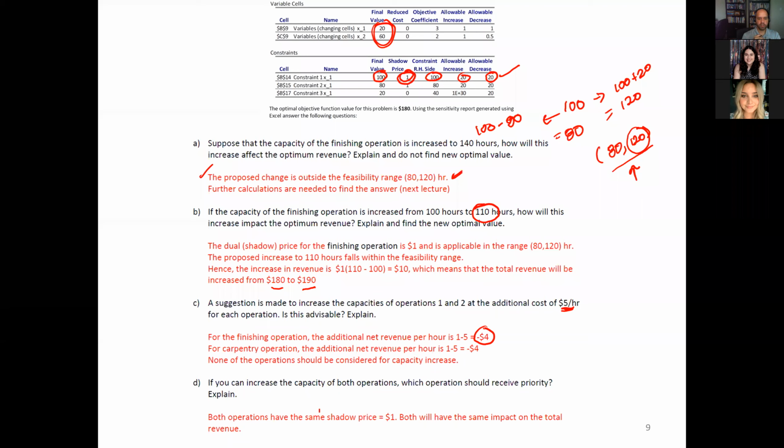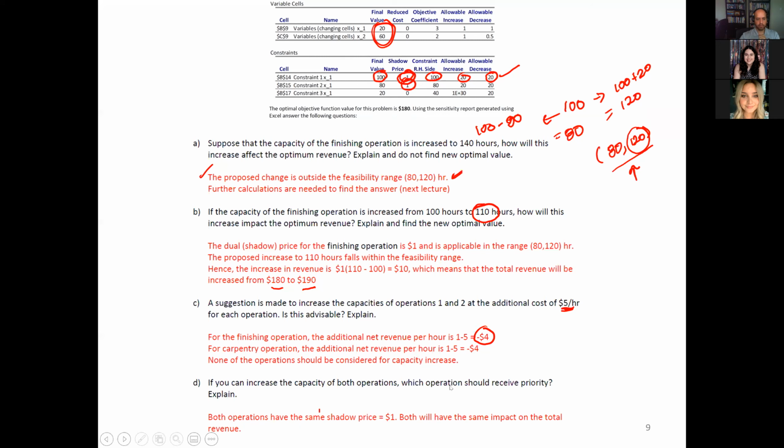If we look at the carpentry operation and we look at the shadow price for that, it is also $1. So same thing, you're making an extra dollar for each additional hour, but you are charging $5. So again, you are not making any money out of that. So the answer for this question will be that none of the operations should be considered for capacity increase, because you're basically losing money if it is going to cost you more money than what you're going to make. So that will be the answer.